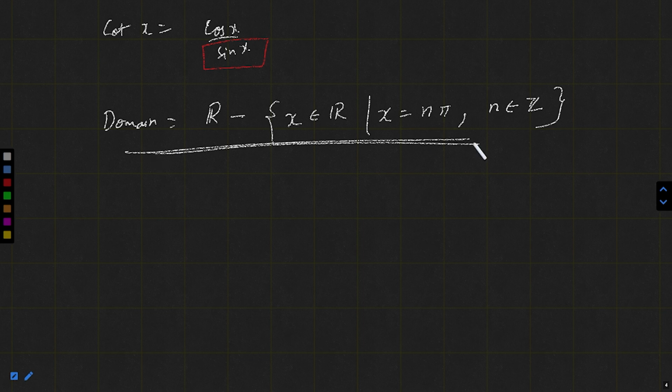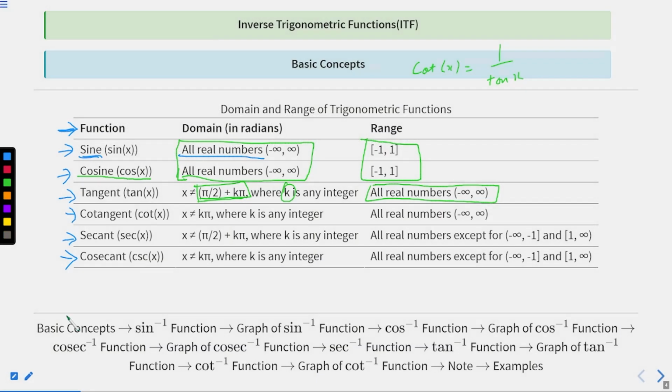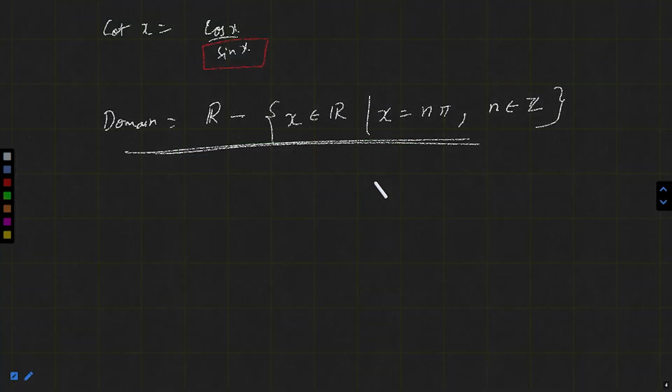So this will be my domain. As you can see, x cannot be equal to a multiple of pi. So the domain will be all real numbers except these. Okay, what about the range? The range will be the same as for tan. The graph will look like this. If you see, we cannot take these points. This is my 0, this is my pi, because at this point and at this point the denominator gets 0.